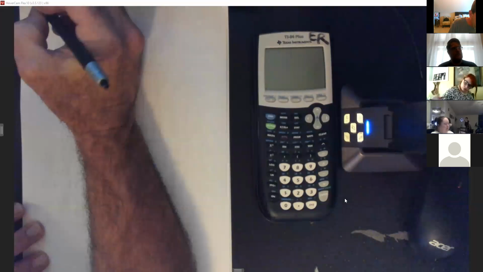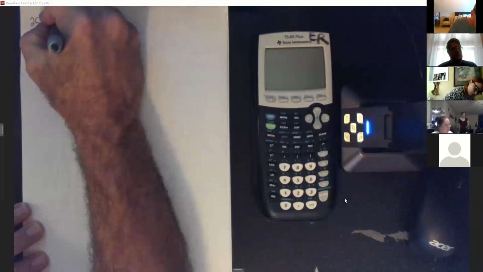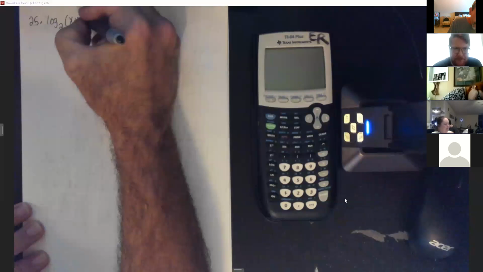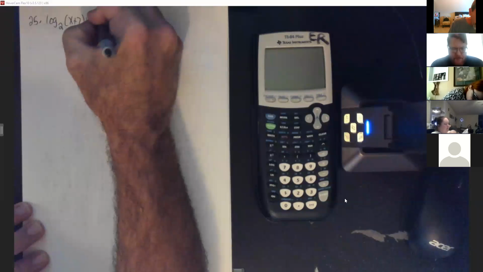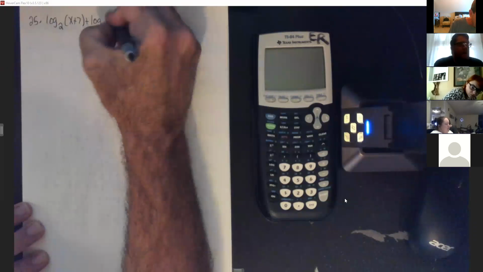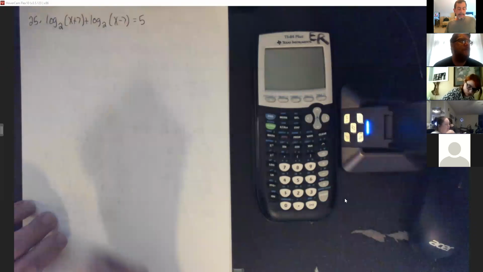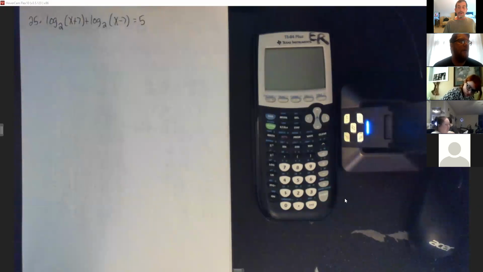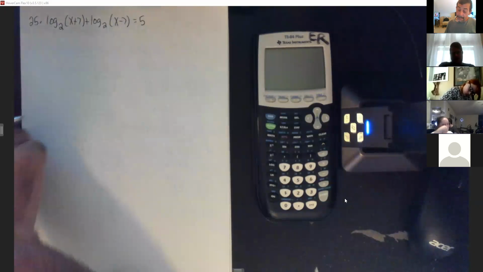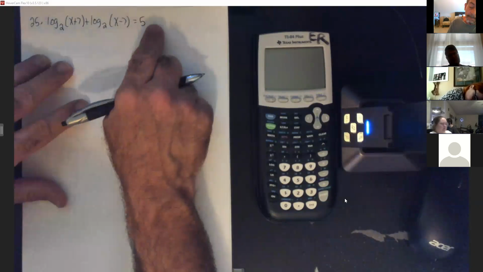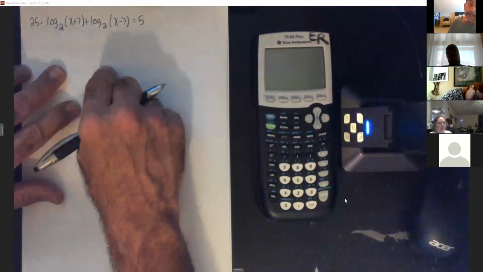All right, number 25, and that's the last one for you. Solve for x. Log base 2 of x plus 7, plus log base 2 of x minus 7, equals 5. So I sort of put one in here where you could use the log base. Now this one I can't use the log base because this side doesn't have a log. So this one I'm going to have to end up rewriting as exponential.